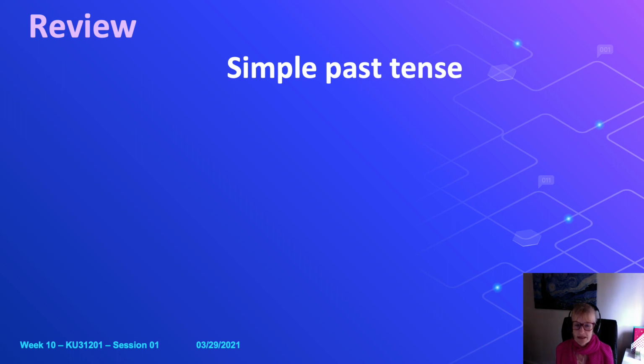So simple past tense, I'm sure you remember from last week and from our prac on Thursday, is referring to things that have happened previously. We're talking about them or writing about them now, but we're talking about things that have happened in the past. So they're not happening now, they're not going to happen, they have already occurred.